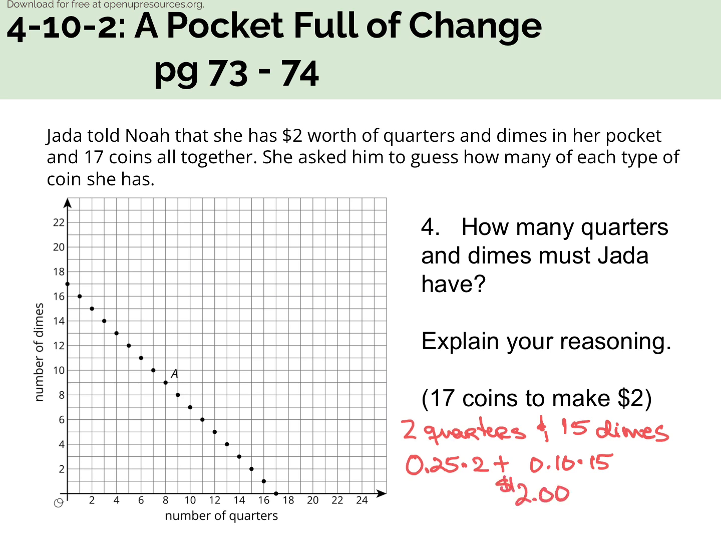And we can actually see that on the graph itself. We can have it as 2, 15. That is the combination that works as far as the 17 coins, but then also adding up to $2.